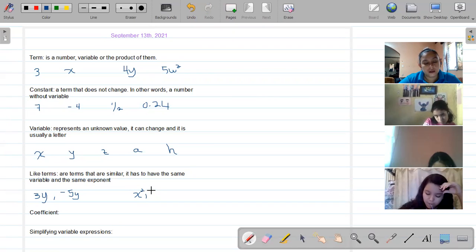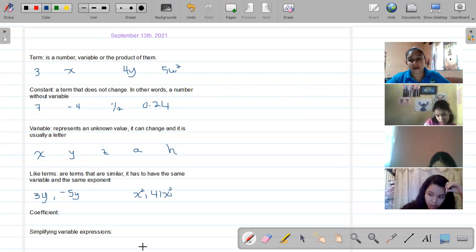So I don't need to have exactly the same number as long as I have the same variable with the same exponent. So for example, x squared is a like term to 41x squared. It doesn't matter that this has no constant. It has an invisible 1, but this one has a 41. So it doesn't matter that they have different numbers or different signs as long as they have the same variable with exactly the same exponent. And that is a like term.